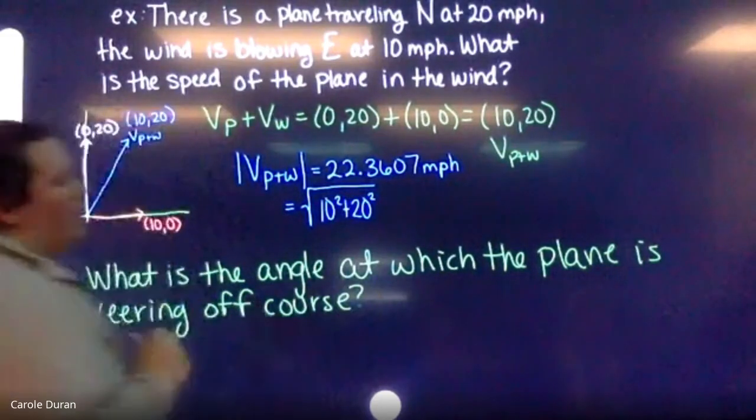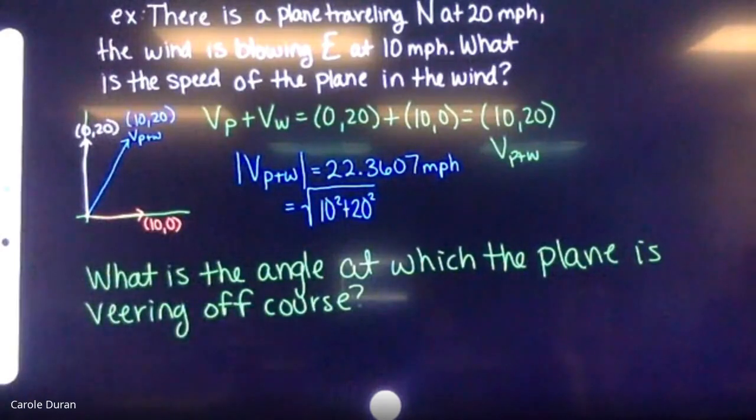So my additional question is, what is the angle at which the plane is veering off course? Wait a minute, what's half? 90. Is that it? Just write the question. Where's the angle at which the plane is veering off course? It's not going off. What do you mean? I'm gonna show you in a second. It's a trick. Approximately 30. I'm gonna divide 90 by 2 real quick. 45. I got my answer. Okay, are we all done writing the question?